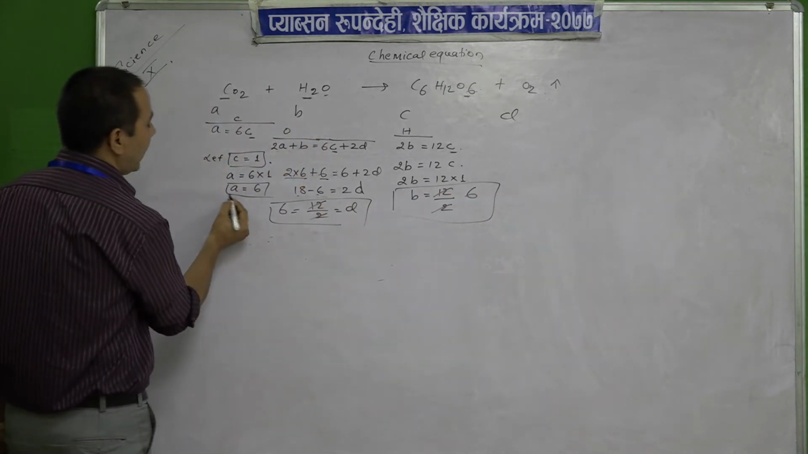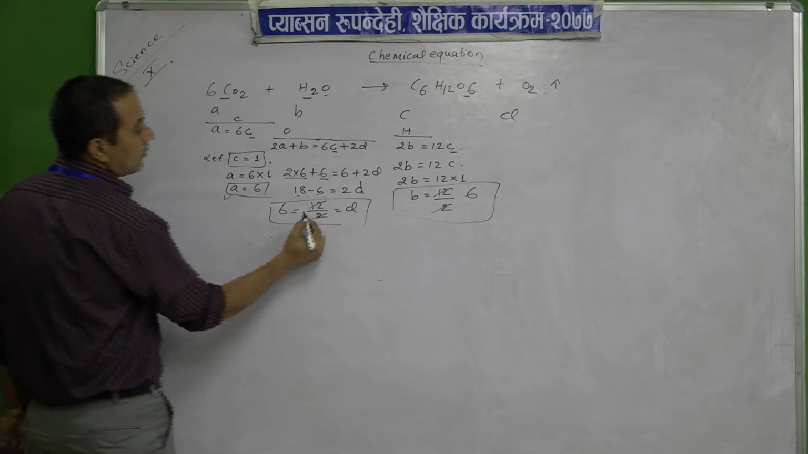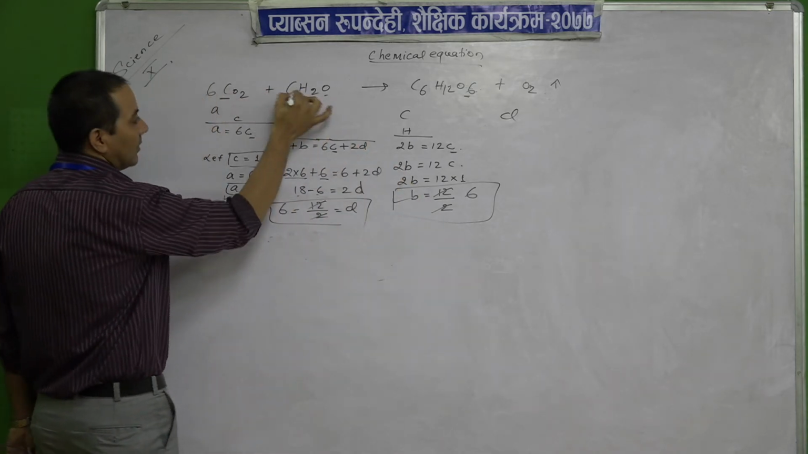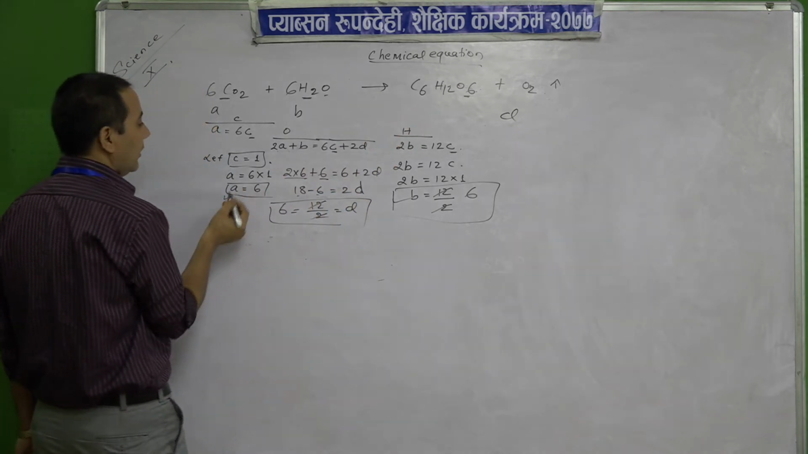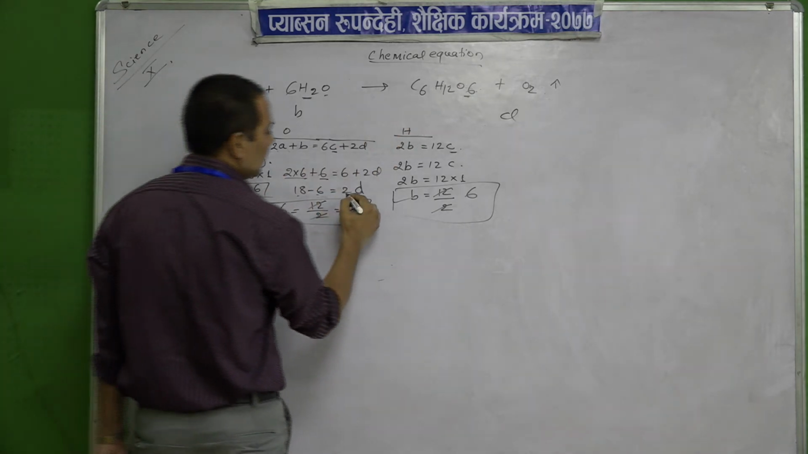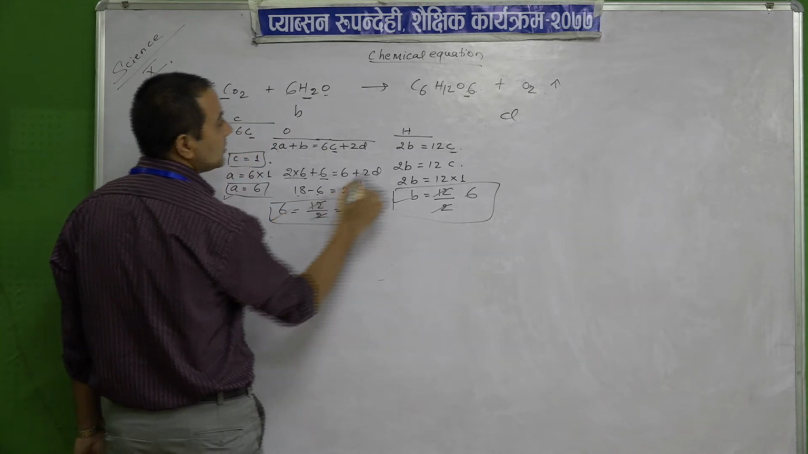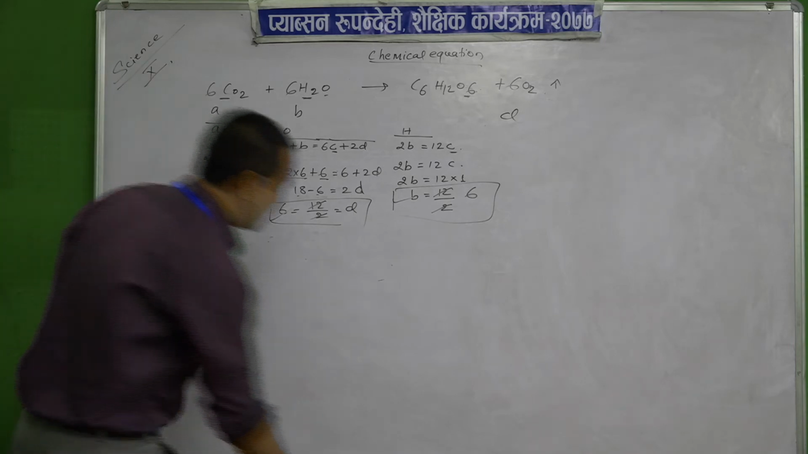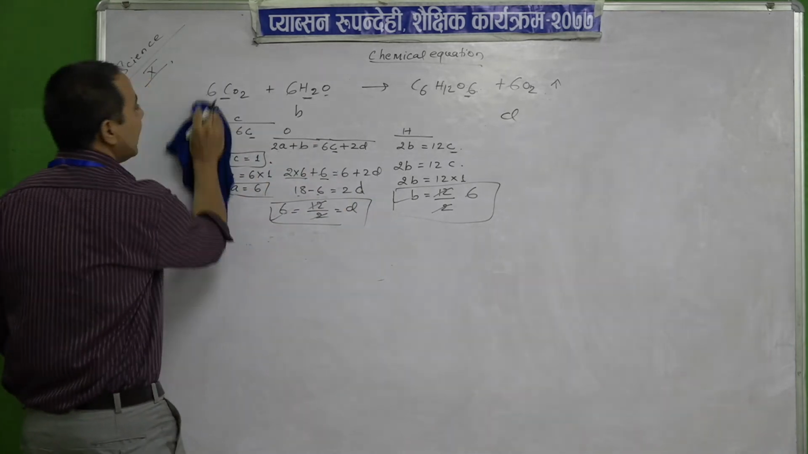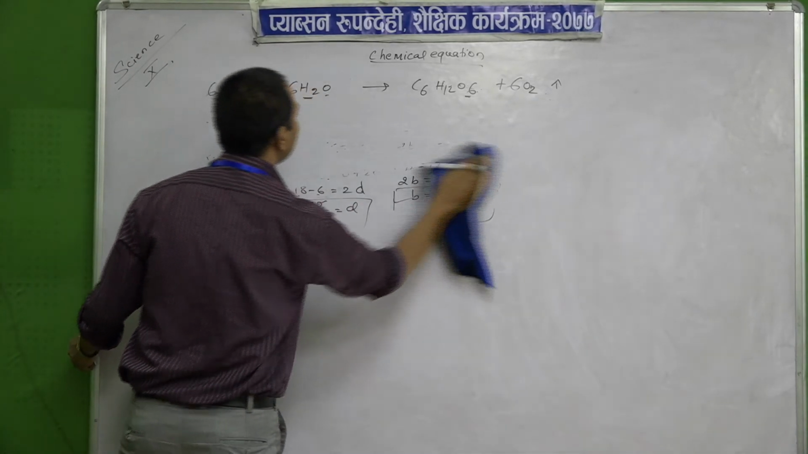Now put the value. A equals to how much? 6. B equals to how much? 6. Then C equals to how much? 1, not necessary to put anything. Then D equals to how much? That is D equals to 6. Now see, is it balanced or not? You see by yourself. I think it is balanced.